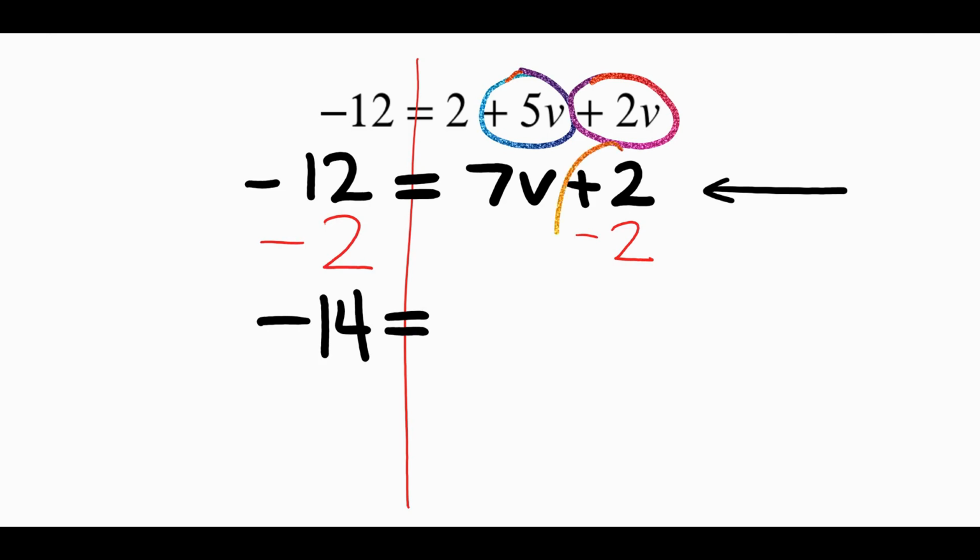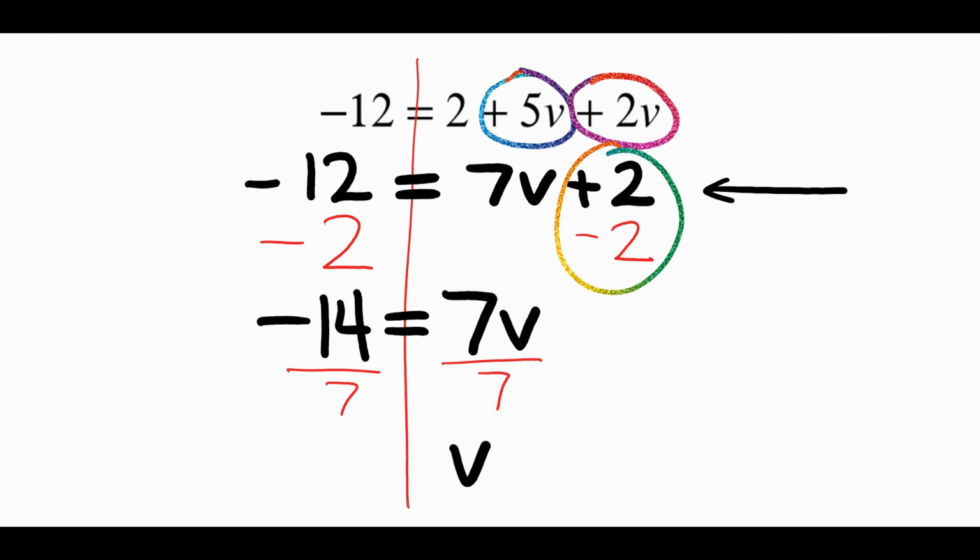I have a 0 pair on this side. And on this side I also have 7v. And that means 7 times v. They're multiplying the v by 7. So I'm going to divide by 7. And the 7's cancel out, and I'm left with a v on that side. Negative divided by a positive is a negative, and 14 divided by 7 is 2. V equals negative 2 is our answer.